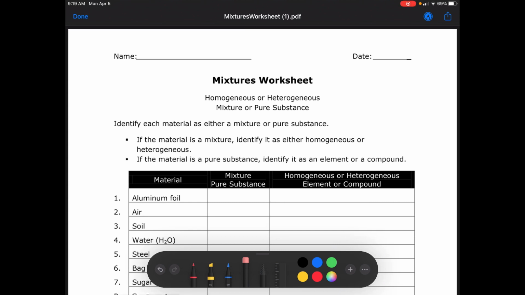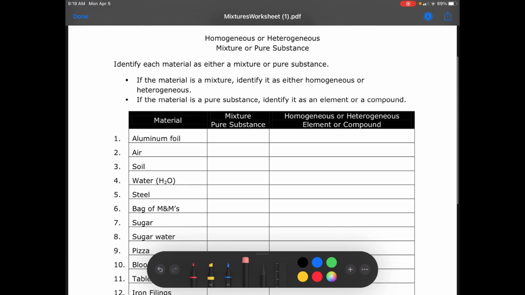So what we're going to do is identify, number one, if the substance is a mixture or a pure substance. And then if it is a mixture, we're going to identify whether it's homogeneous or heterogeneous, and whether it is an element or a compound. So let's just get going, okay?